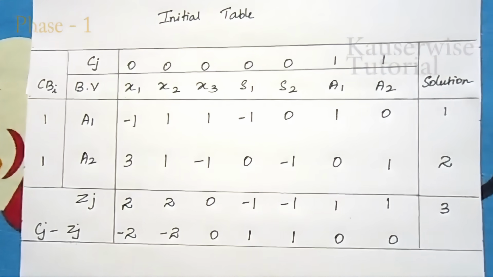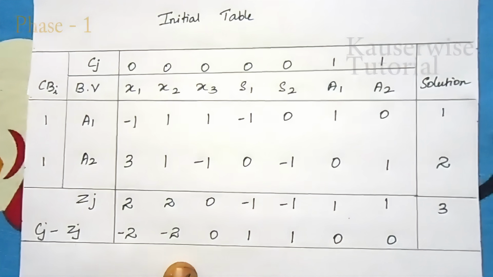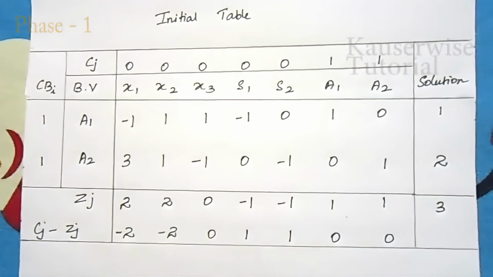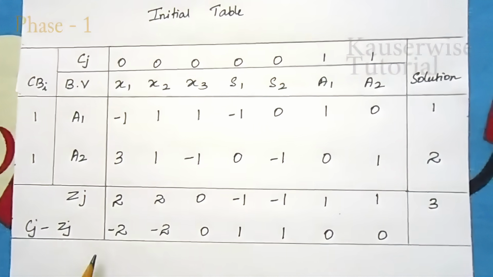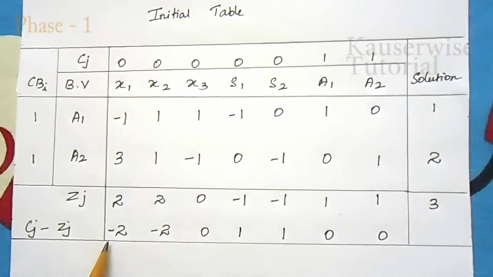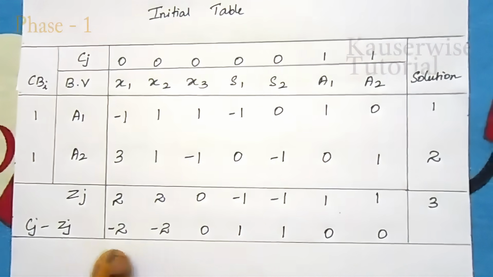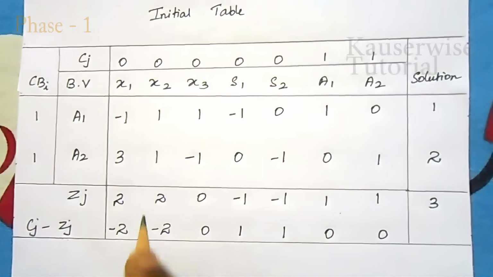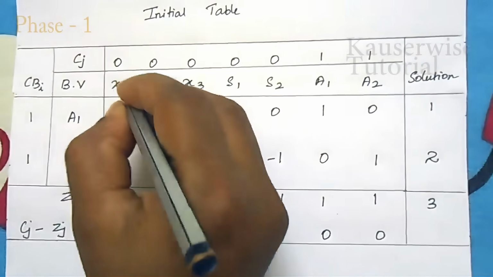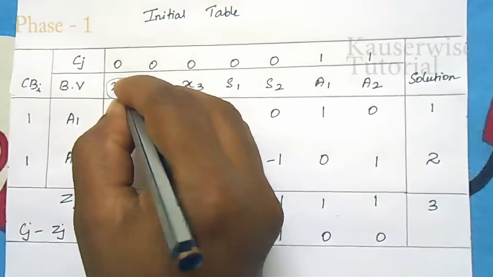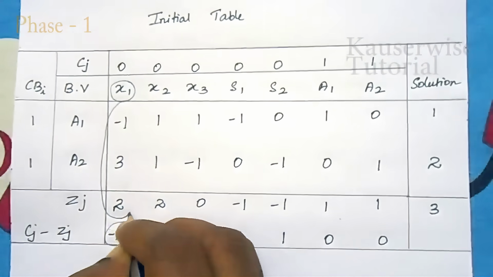In order to proceed further, we need to find the key row, key column and key element. In order to find out the key column, select the most negative. But here we have got a tie, that is minus 2 for x1 and minus 2 for x2. So we can select any one, either x1 or x2 randomly. So now I am taking x1 as the key column.